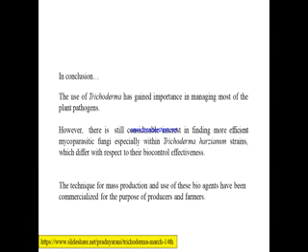To conclude this topic, I would like to say the use of Trichoderma has gained importance in managing most of the plant pathogens. However, there is still considerable interest in finding more efficient mycoparasitic fungi, especially within Trichoderma harzianum strains, which differ with respect to their biocontrol effectiveness. The technique for mass production and use of these bioagents have been commercialized for the purpose of producers as well as farmers.